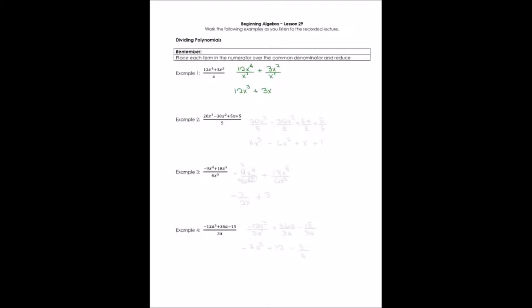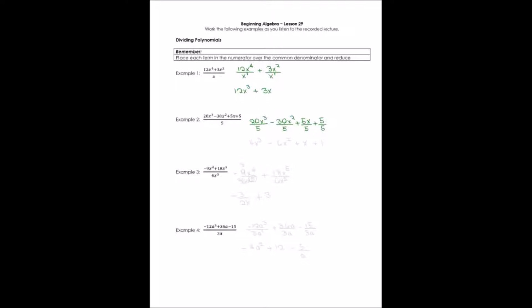Now let's look at the second one. We're going to write each term over the denominator of 5 and make 4 separate fractions. So I've got 20x cubed over 5 minus, and notice I'm pulling the signs out and separating the fractions with the signs, which is a really good idea. 30x squared over 5 plus 5x over 5 plus 5 over 5. If you have 4 terms in the numerator, you're going to have 4 separate fractions.